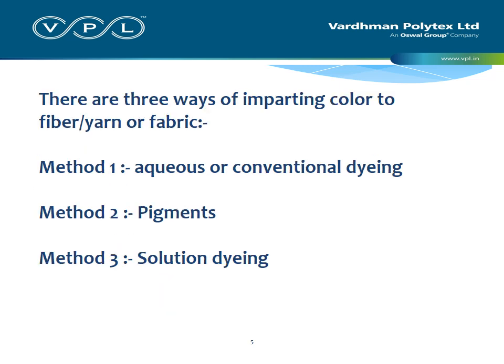There are three ways to impart color to fiber, yarn or fabric. Method 1, aqueous or conventional dyes. Method 2, pigment, or method 3, solution dyes. Method 1, conventional dye, is the most widely used method in textile. Pigment is like ink, coloring paints.